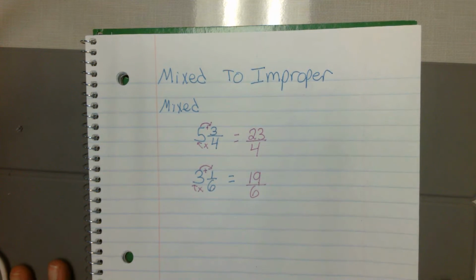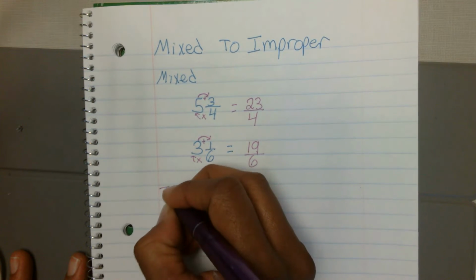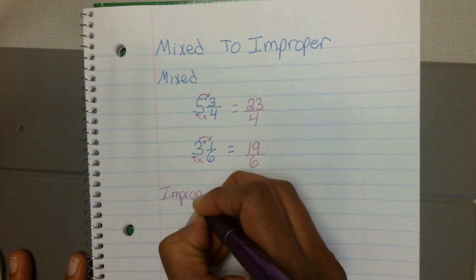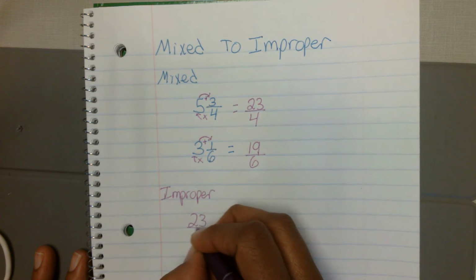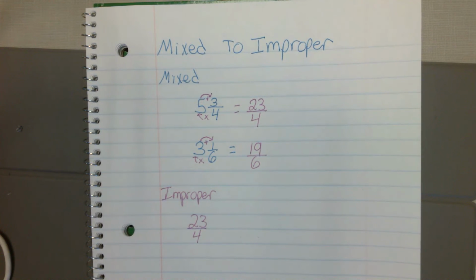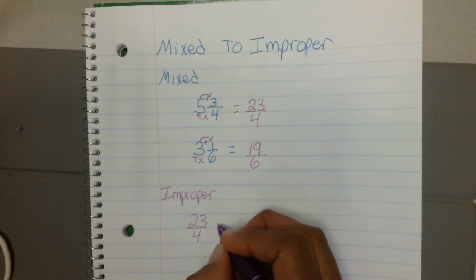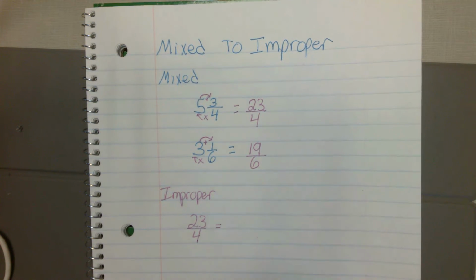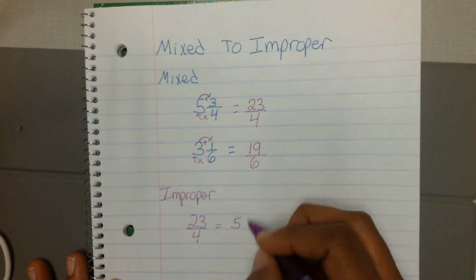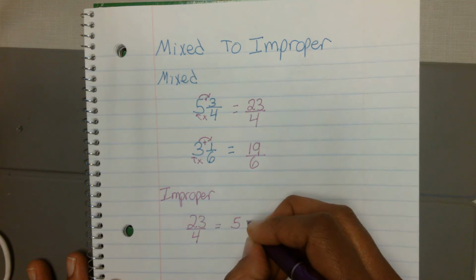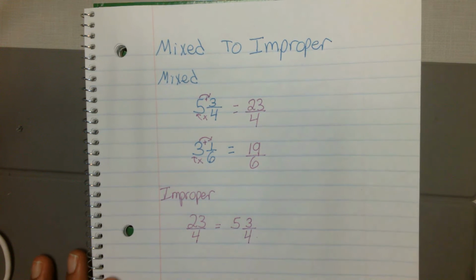Now, when we're going the opposite direction, so when we go from improper to mixed, I'm going to just pull those back down, right? So here's my 23/4. Okay, so improper again means that I have a larger numerator than a denominator. I have to think. I'm going to use division. How many times can 4 go into 23? Well, if you count by 4s, 4, 8, 12, 16, 20. If I do another one, I'm at 24, so too large. So it went in 5 times, 5 whole times. 5 times 4 is 20. I'm left over with 3, and my denominator stays the same.